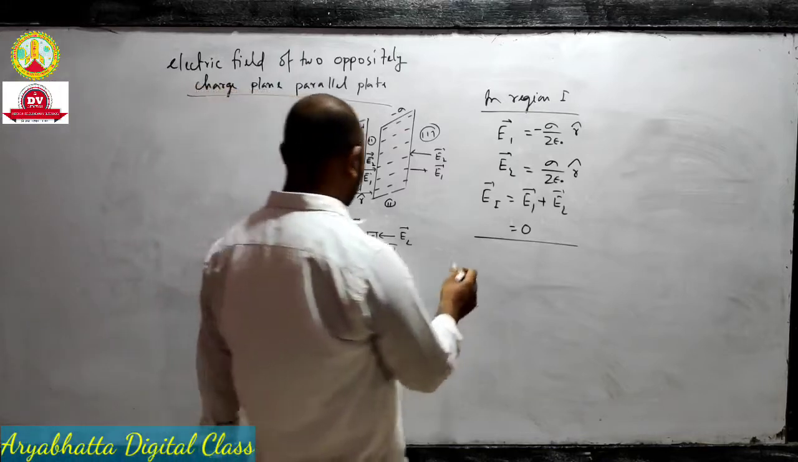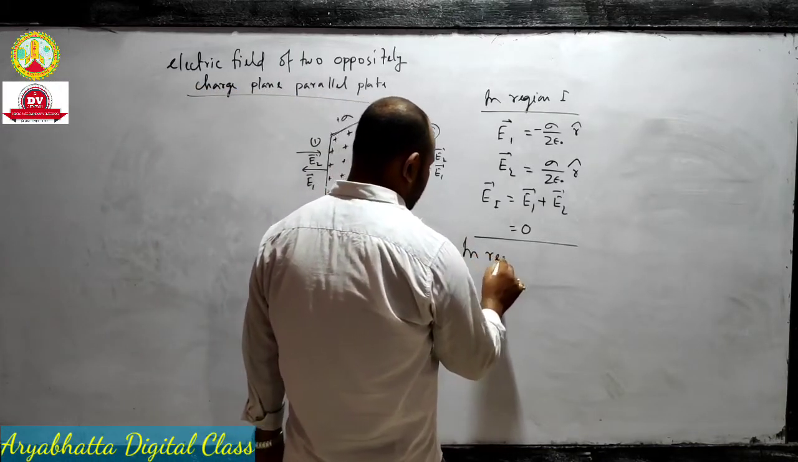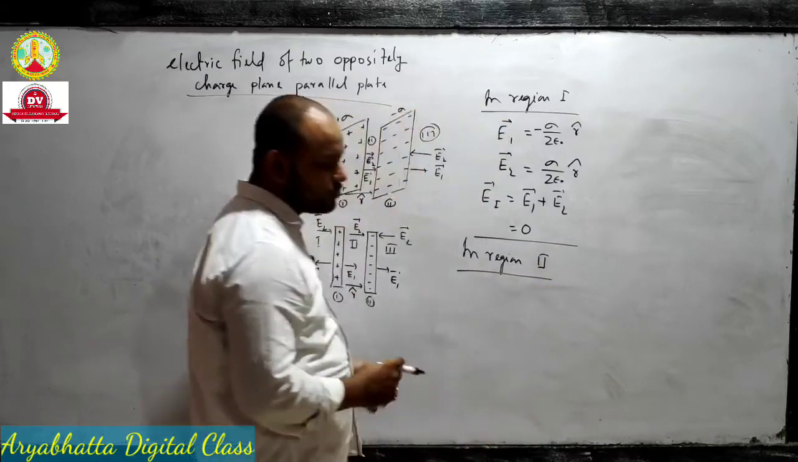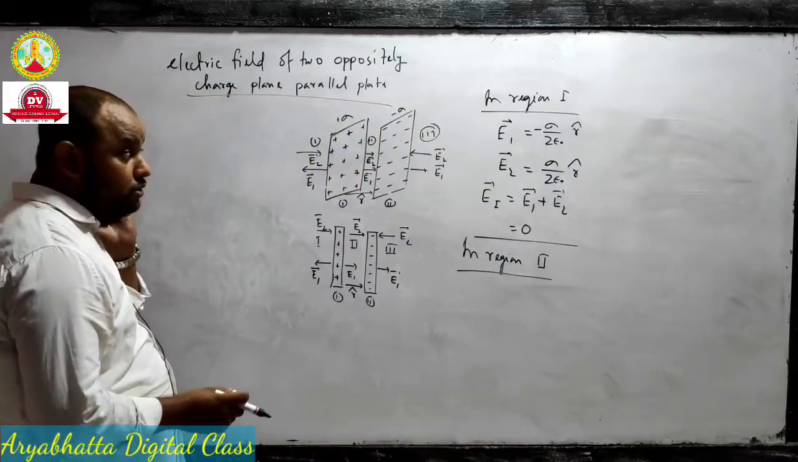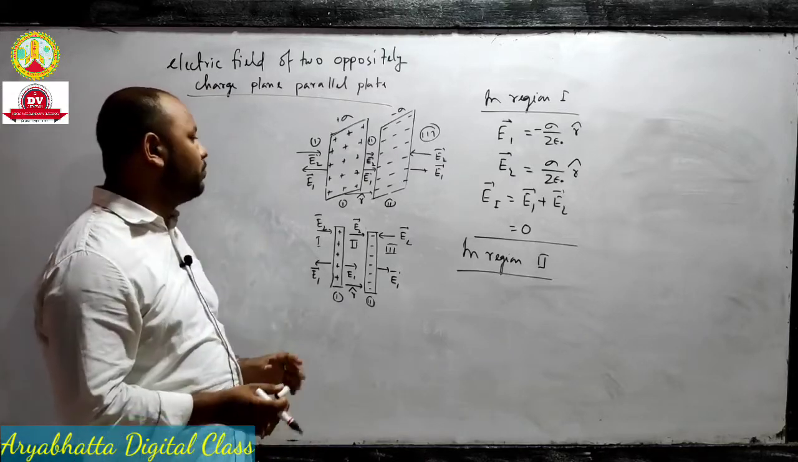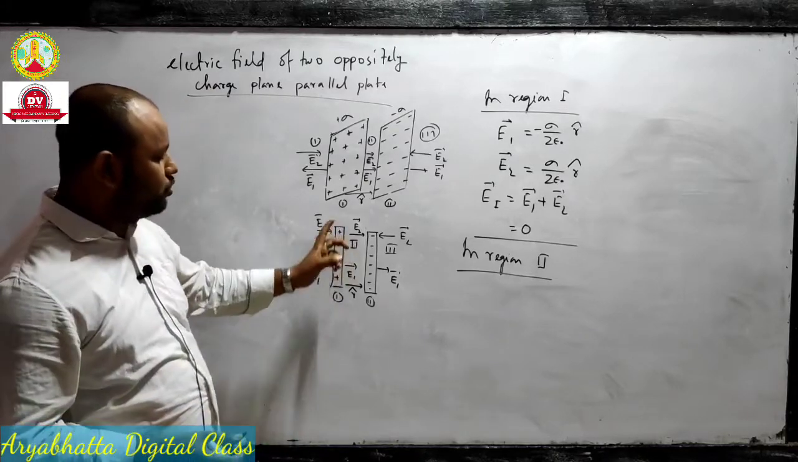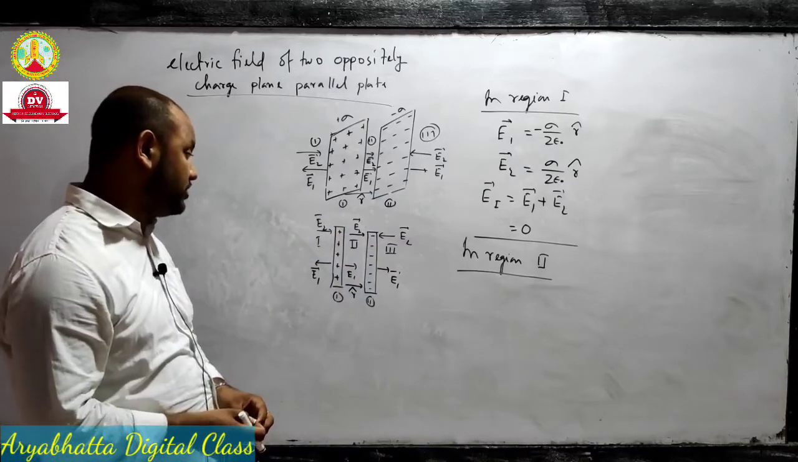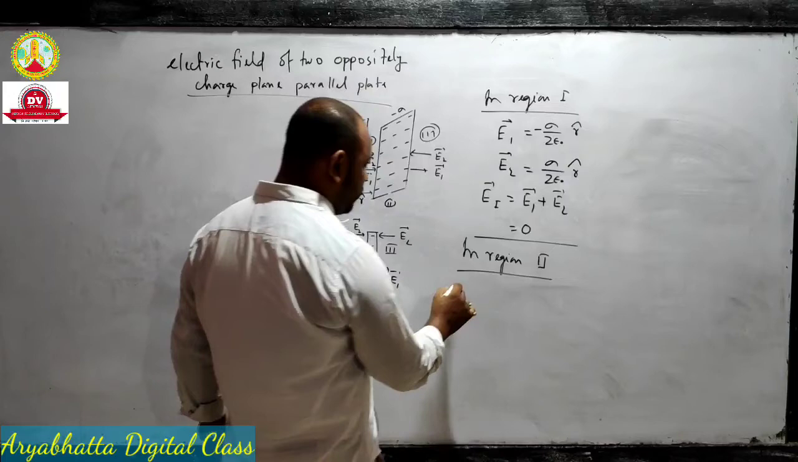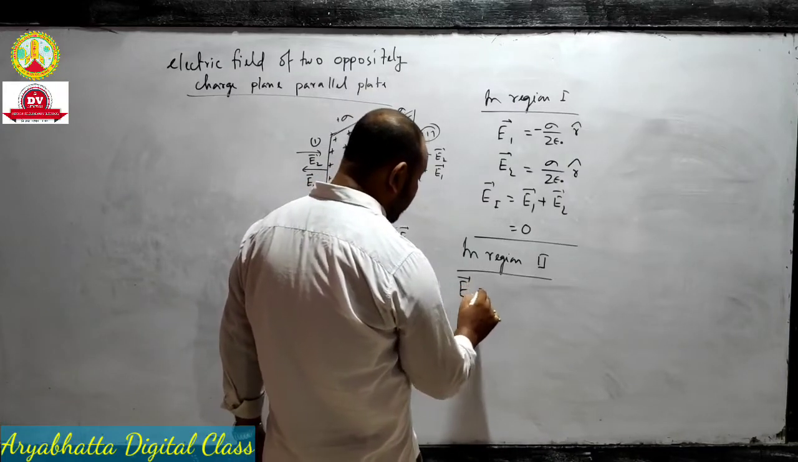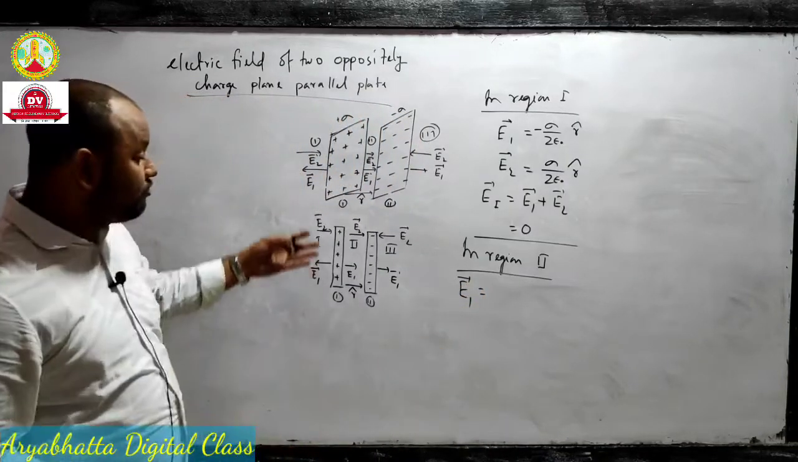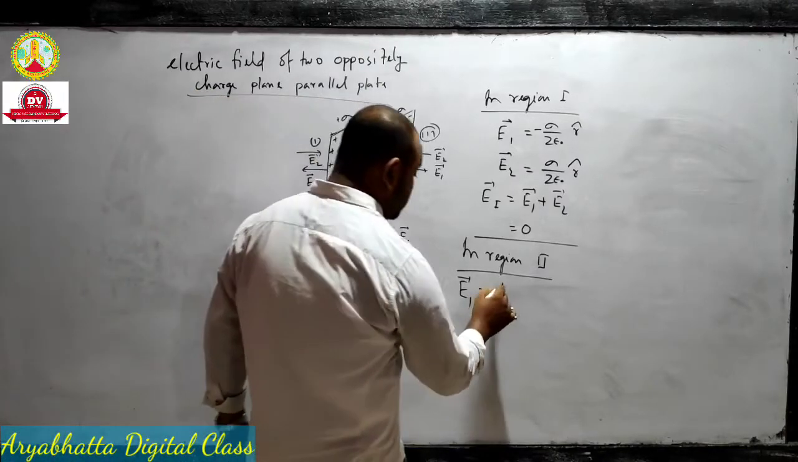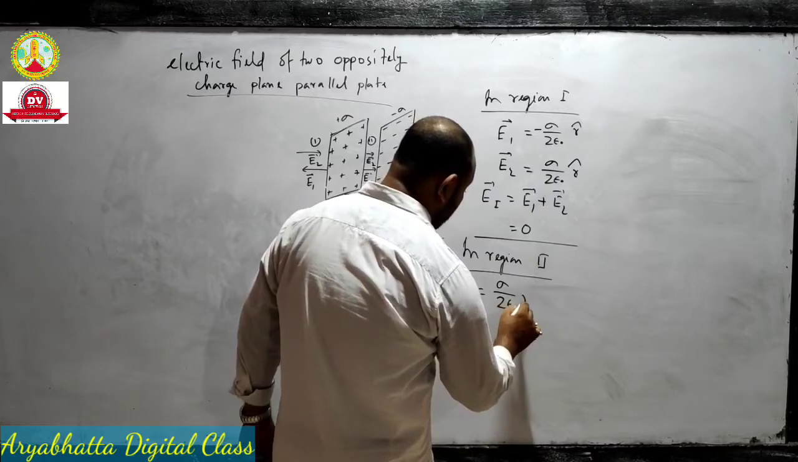Okay, and in region 2, that means between the two plates, you can see E1 and E2 both are directed along the same side, both are directed along the same direction. Okay, what is the value of E1? You remember what is E1? E1 is the electric field due to an infinite plane sheet, positively charged infinite plane sheet, which will be equal to sigma by twice epsilon naught r cap.